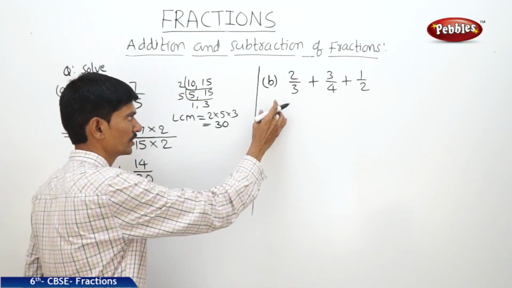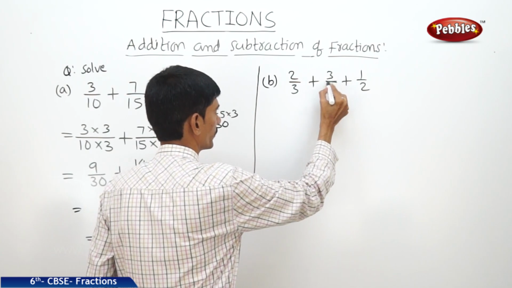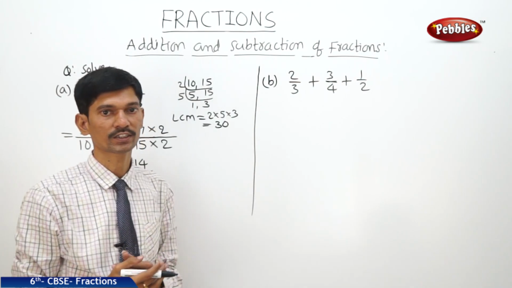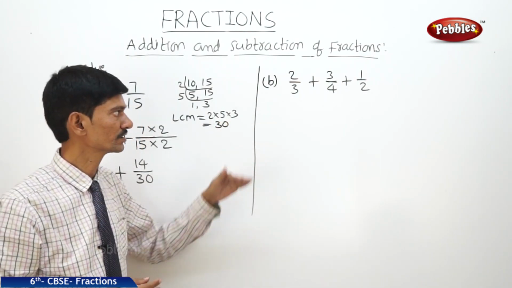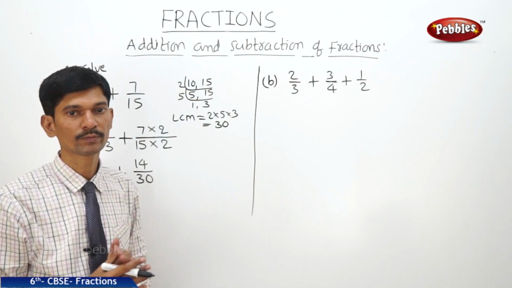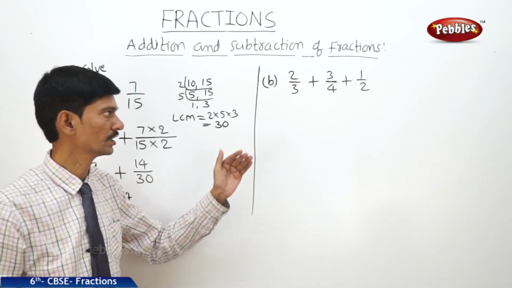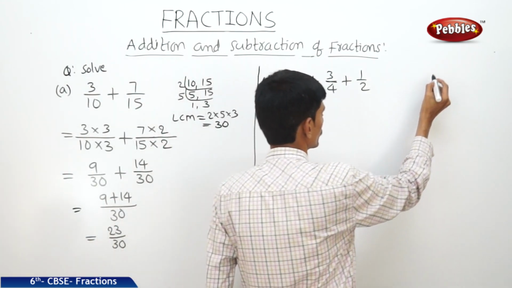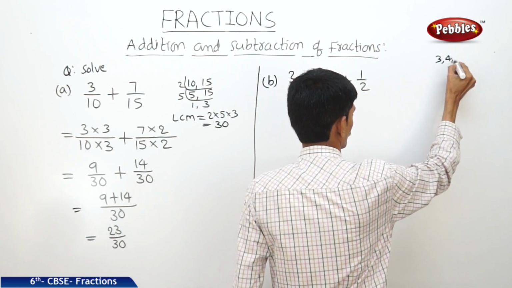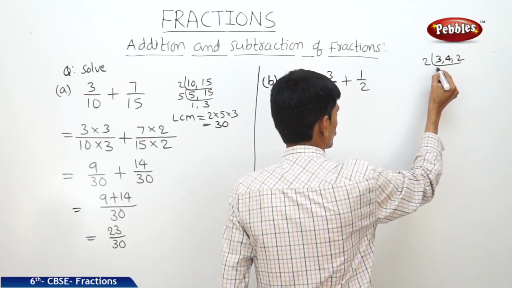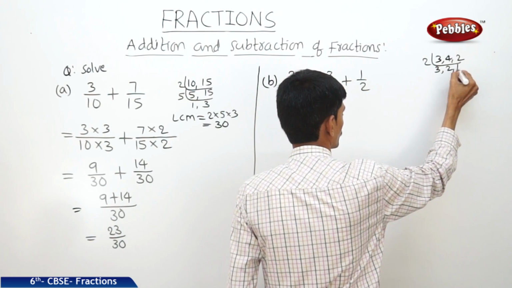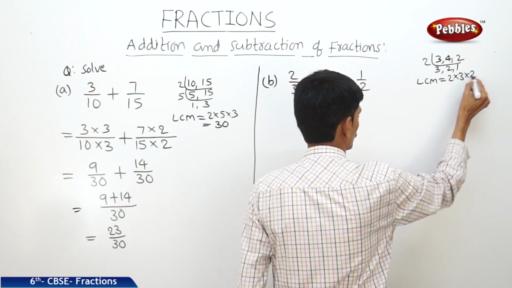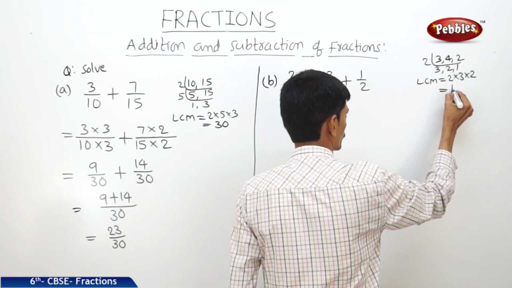Next, 2 by 3 plus 3 by 4 plus 1 by 2. So here also the given fractions are not like fractions, so they are unlike fractions, meaning their denominators are not equal. So we should make them like fractions, meaning we have to make the denominators equal. So let us find the LCM of the denominators 3, 4, 2. So 2 3s, 2 2s are 4, 2 1s are 2. Then LCM equals 2 into 3 into 2. So 2 3s are 6, 6 2s are 12.